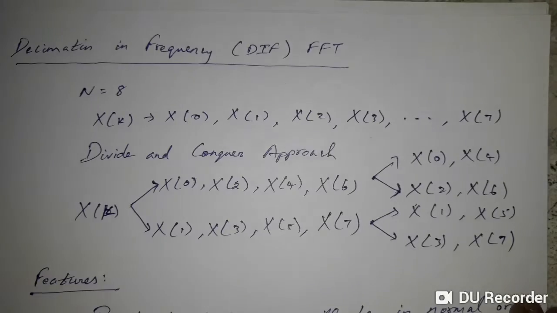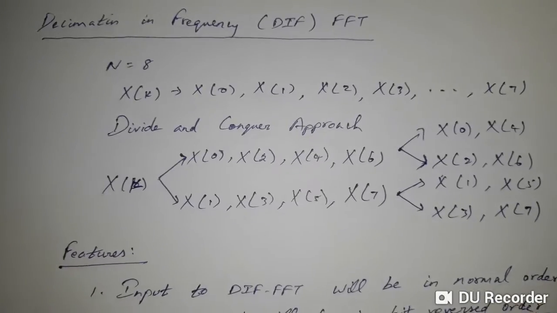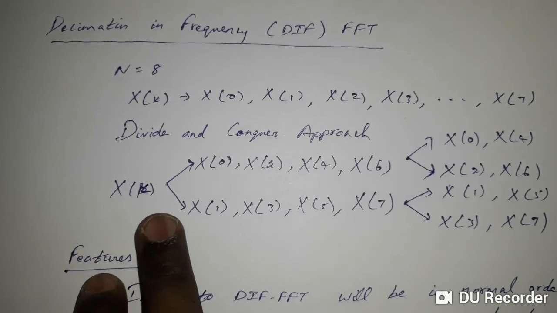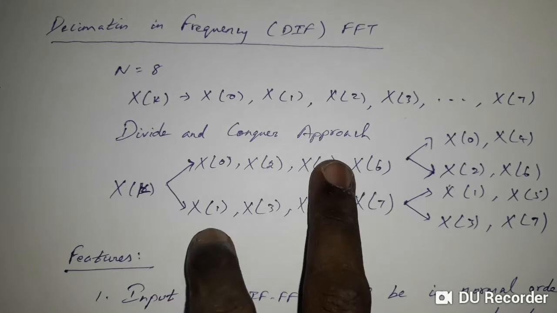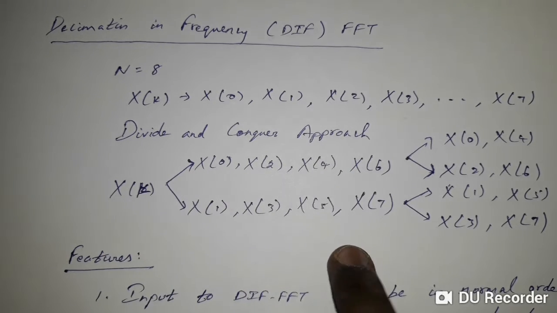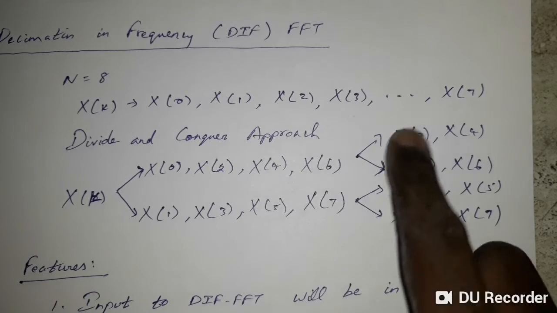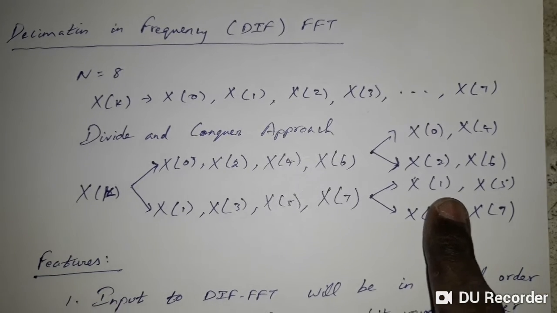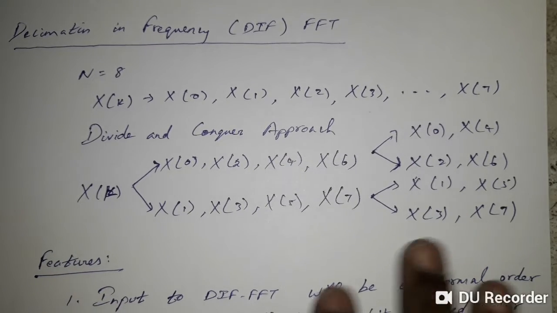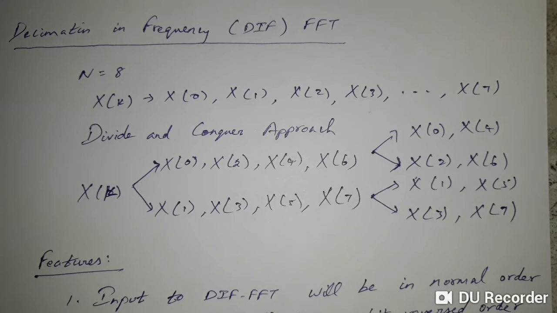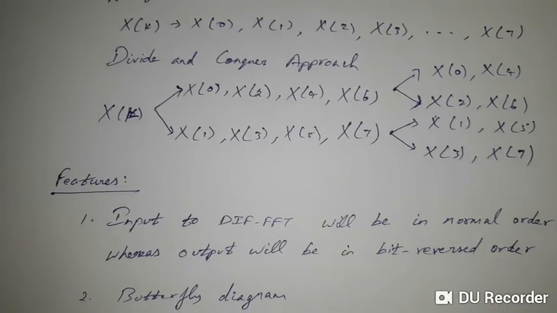But when it comes to DIF FFT, it's quite the opposite. We take the output sequence and apply the divide and conquer approach on the output sequence. So the output sequence will be in the bit reversed order, whereas the input will be in normal order. Using this, we do the derivations and come upon the butterfly diagram, right? So I'm skipping the derivations.